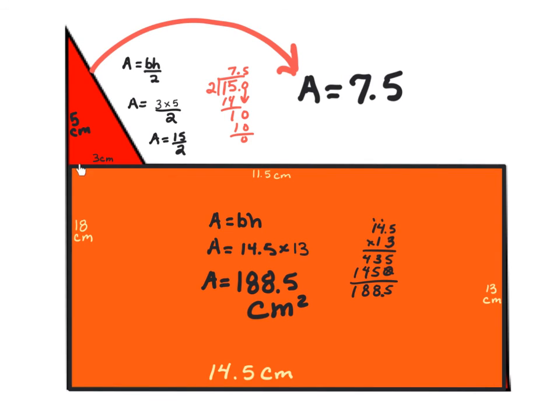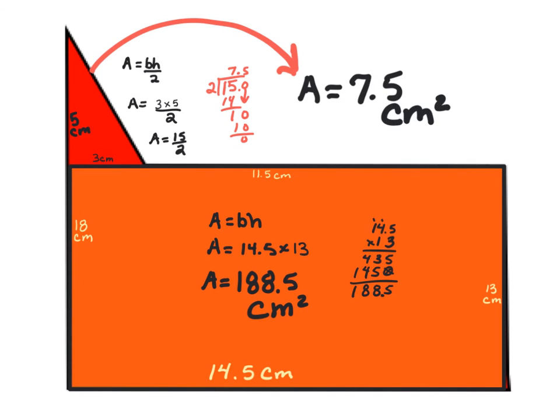So I know that my base here is 3 and my height here is 5. So I plugged in the formula, A equals base times height divided by 2. Then I plugged in the numbers. A equals base is 3, height is 5, and then I divide that by 2. Well, 3 times 5 is going to give you 15. Then I divide that by 2. I did my work right here. 15 divided by 2 is going to give you 7.5. So the area of this triangle right here is 7.5 centimeters squared.